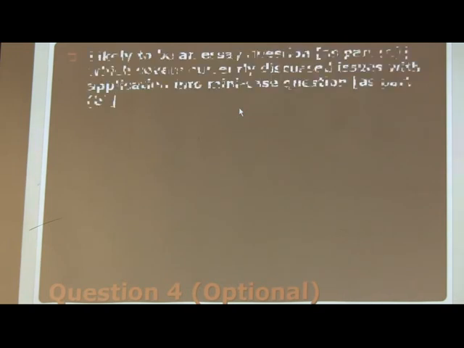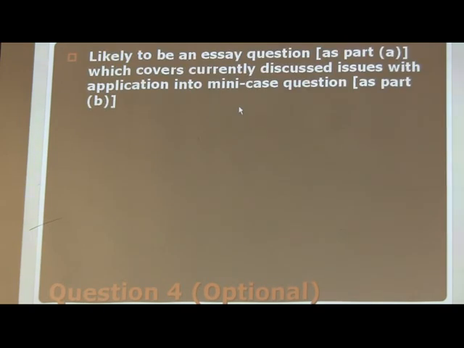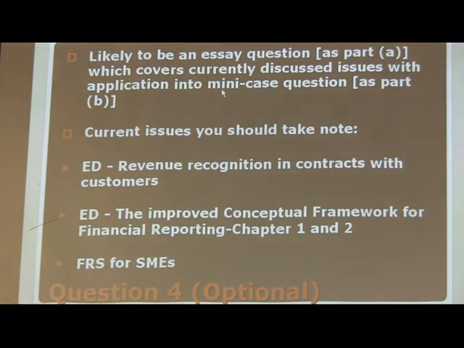As for question 4, it will be the last question, also part of the optional questions in section B. Question 4 is likely to be an essay question. Part A covers currently discussed issues, for example the exposure draft, FRS for SME, and it may also involve group issues like group restructuring and so on.